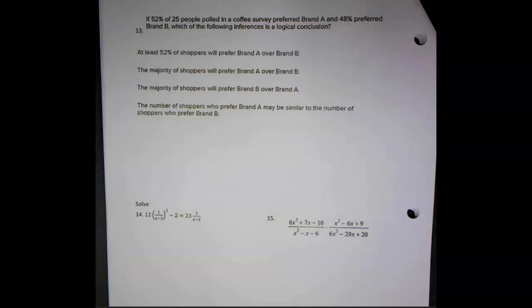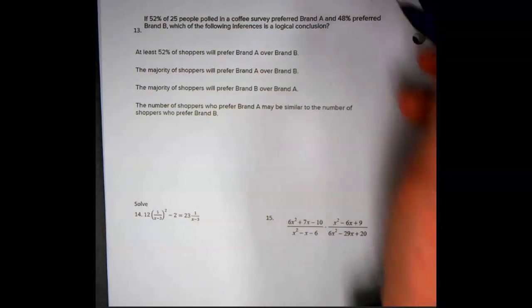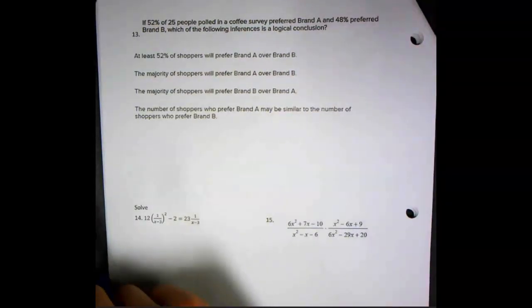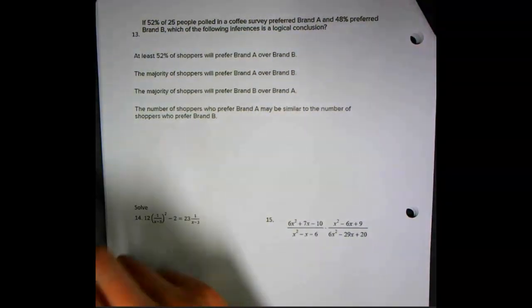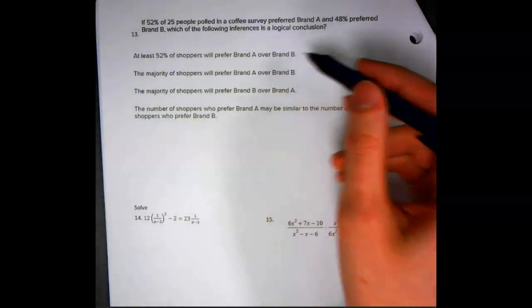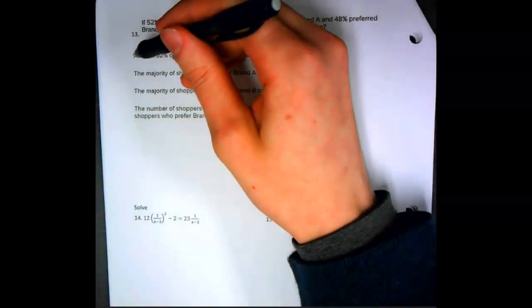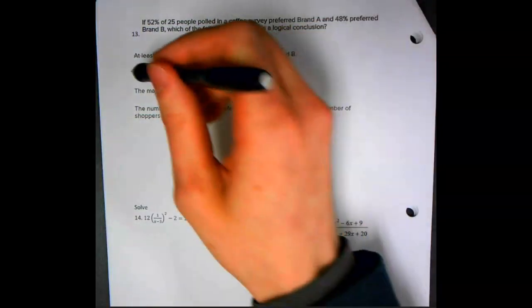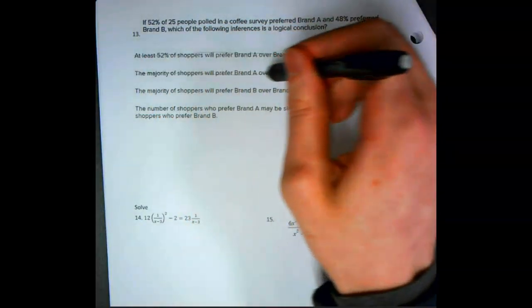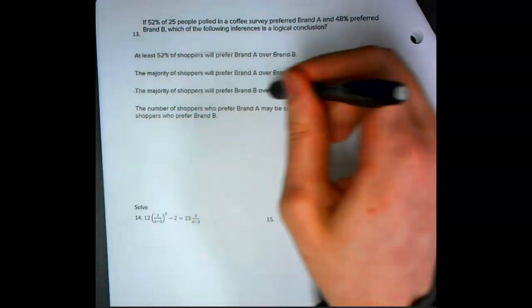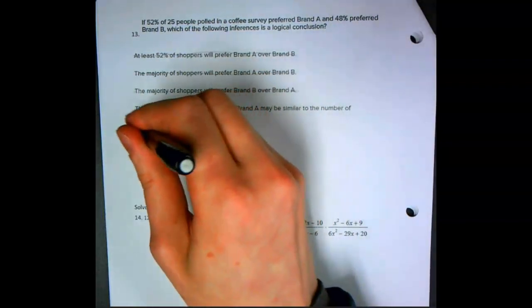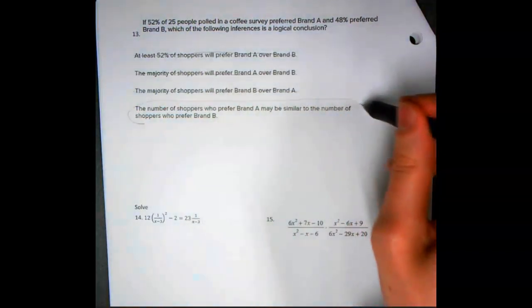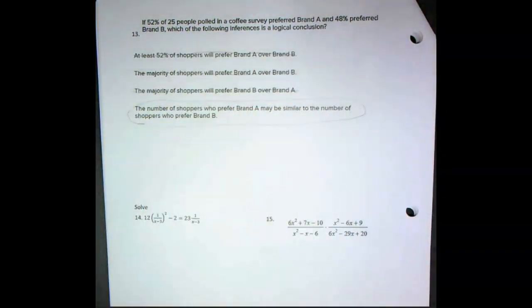Okay, so today we're working on problems 13, 14, and 15. For this first one, you can see that they surveyed 25 people. So we cannot tell if at least 52% of shoppers will prefer brand A over brand B. We can't tell if the majority of shoppers will prefer either brand. The only thing that we can tell from this is that the number of shoppers who prefer brand A may be similar to the number of shoppers who prefer brand B.